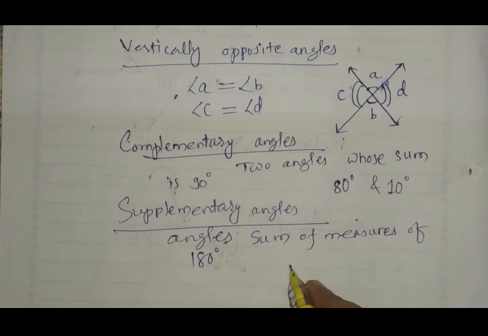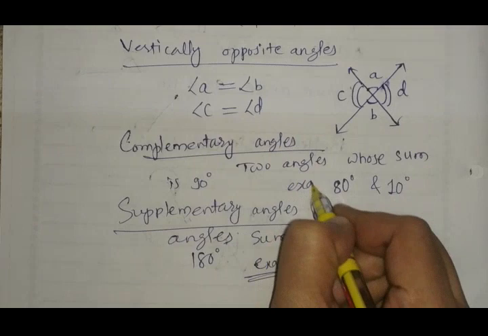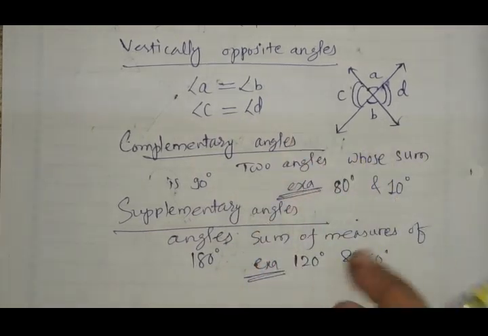For example, you can say here one angle is going to be 120 degrees and its supplement is going to be 60 degrees. And if you sum it, you will get 180 degrees. So this is the example here. This is also an example. And these two angles may be adjacent or may not be adjacent.